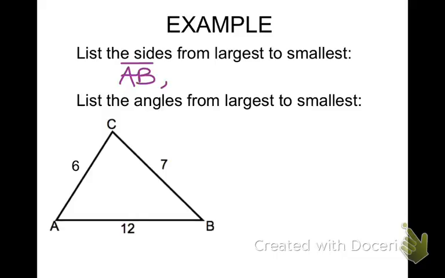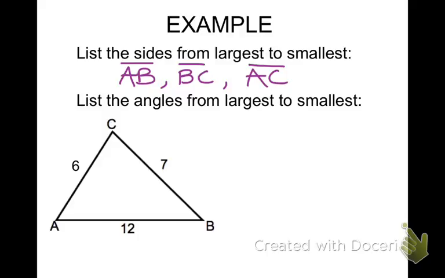Followed by what? BC, and then your smallest side would be, I went with A first, but CA would work also. So it's easy to see largest, smallest sides. Now let's think about angles. There aren't degrees in my angles, so I can't just look at numbers and try to find the smallest number and the largest number.